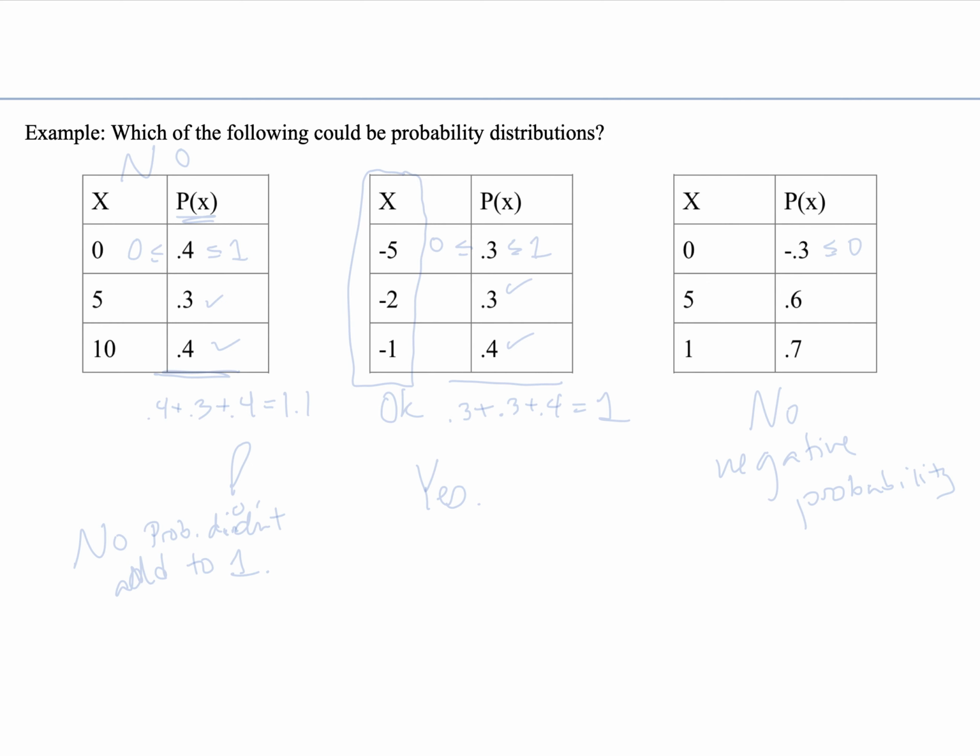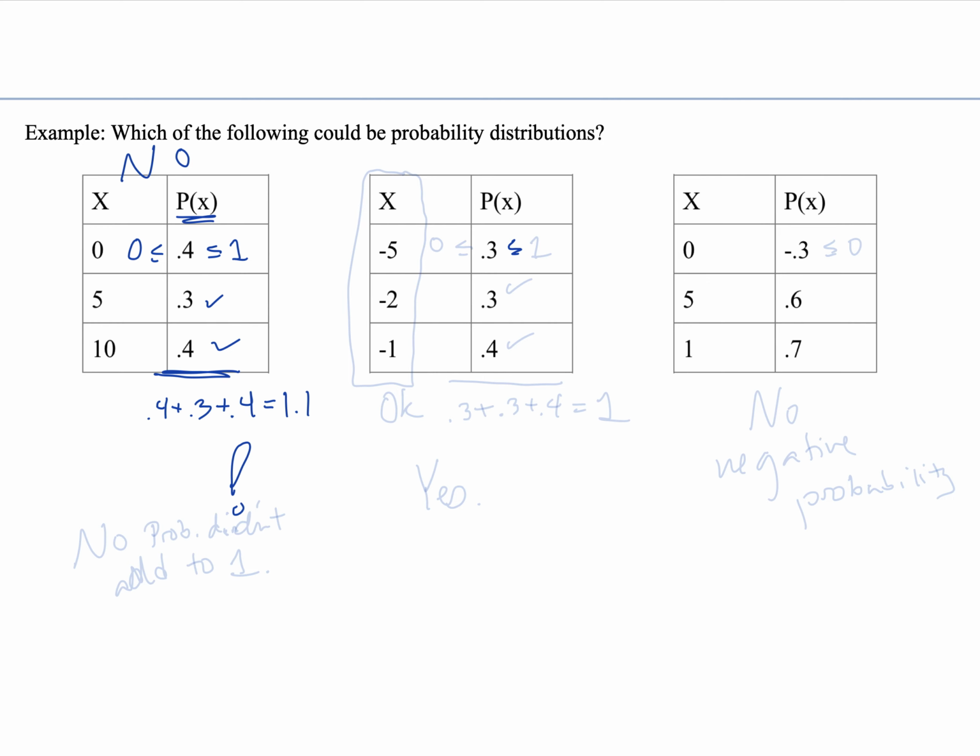Okay, we've got our probabilities over here, and yes, this is between 1 and 0, so that's good. This is also between 1 and 0, that's good. This is also between 1 and 0, that's good. If we add up those probabilities together, we've got 0.4 plus 0.3 plus 0.4, and so that's equal to 1.1. And we've got an issue here. The probabilities did not add up to 1, so no, this cannot be a probability distribution because the probabilities did not sum to 1.